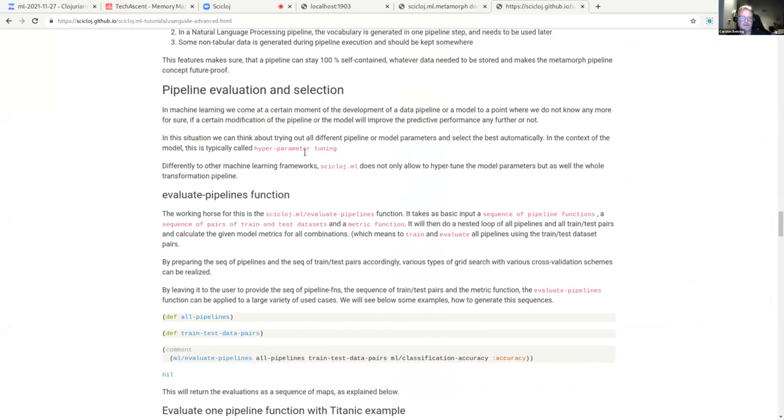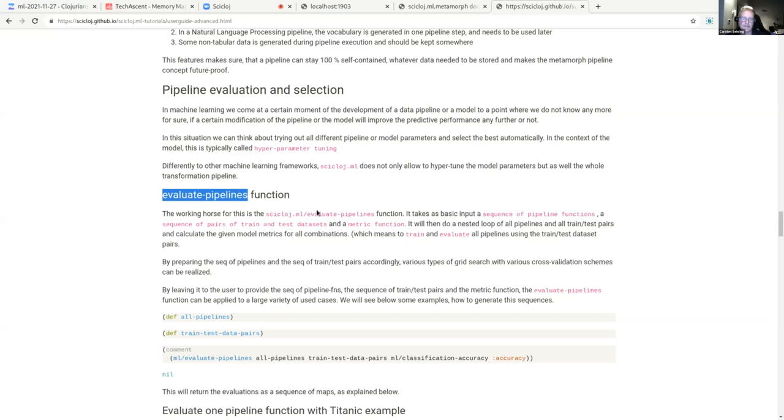One of the next things we want to do is say, if I have several potential models, how do I pick the best automatically? This automatic part is important if we talk about hundreds of different pipelines, hundreds or thousands of different models, and I want to pick the best. So there's one new function in Scicloj.ml, the evaluate pipelines function.